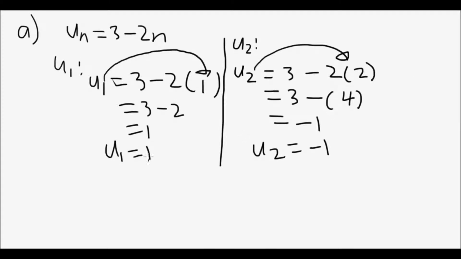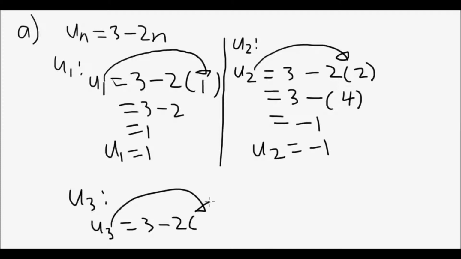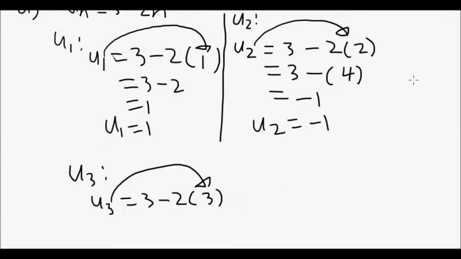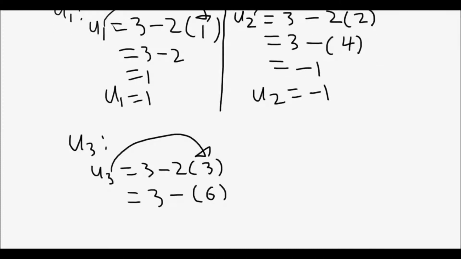Next, we find u of 3. And just like the other ones here, we will substitute u of 3 equals 3 minus 2. We carry the subscript of the term that we're finding into n, and we simply evaluate the right side of the equation. 3 minus 6, and this leads us to negative 3.